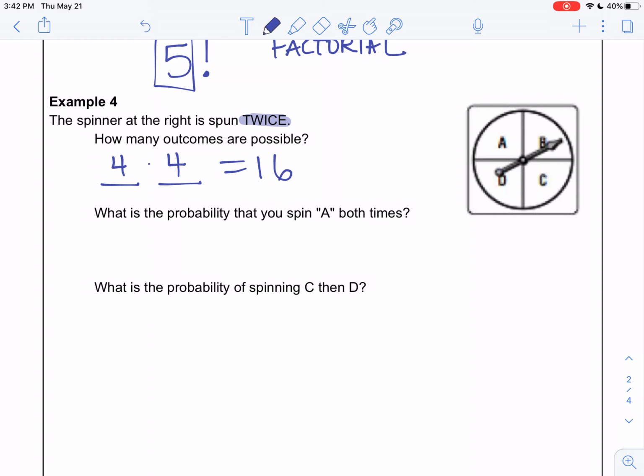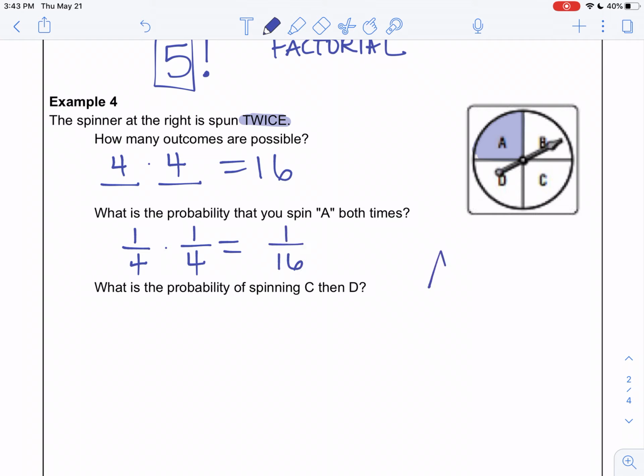Okay, to try to figure out the probability that we spin A both times. Okay, so just a straight up probability of A, I see the first time through, the probability of A is 1 out of 4. The second time through, the probability for A is 1 out of 4. These are independent events. The first one doesn't have an impact on the second. Okay, so the probability that I spin A both times is 1/4 times 1/4, or 1/16.